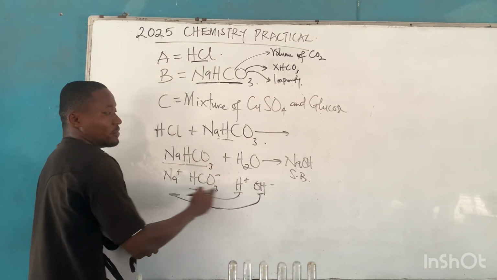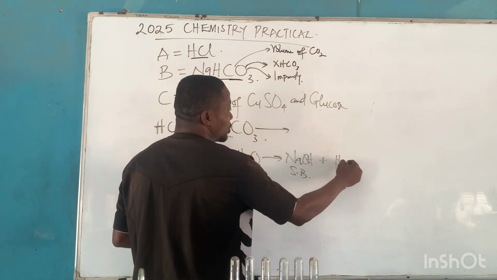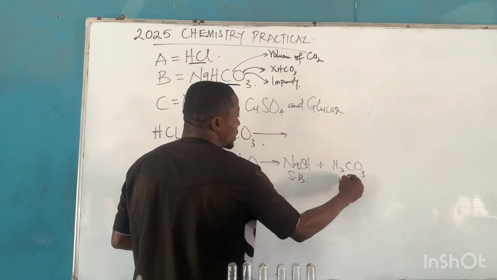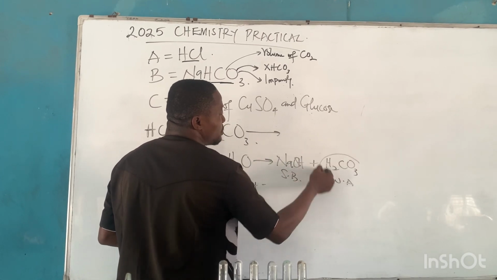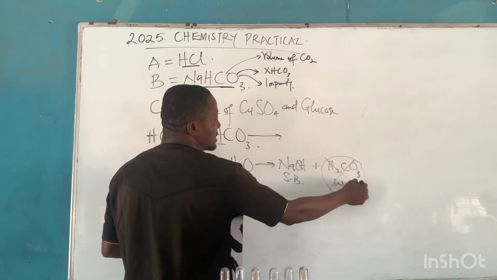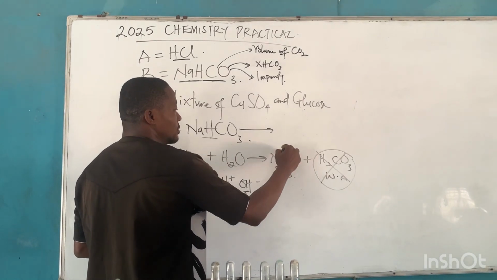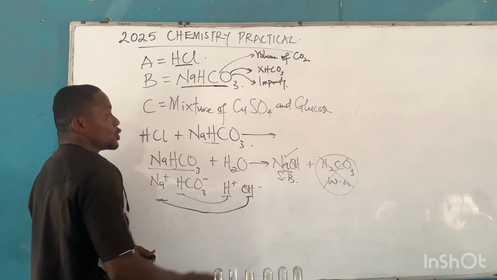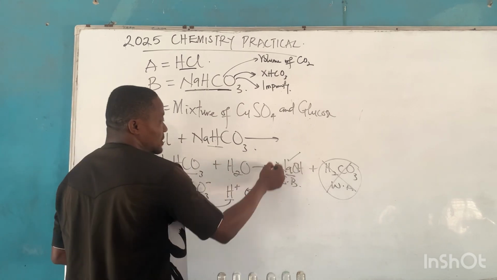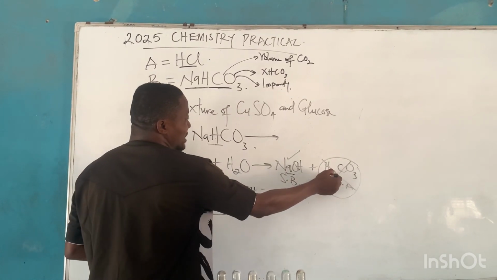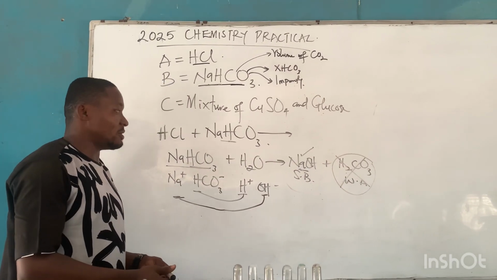Then H plus will go with HCO3 minus. H plus H will give us H2, so that will give us H2CO3, which is a weak acid. So this one being weak will be totally neutralized, and the strong base would fire down in the reaction. So when we are reacting, this is the main substance acting as a base, while this other one is totally neutralized. I hope this is very, very clear.